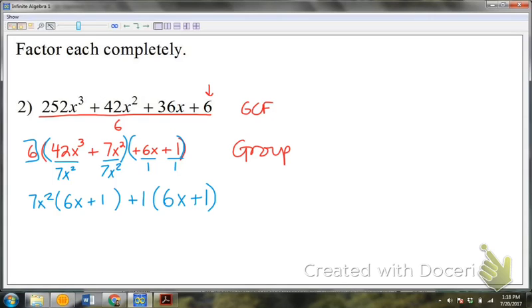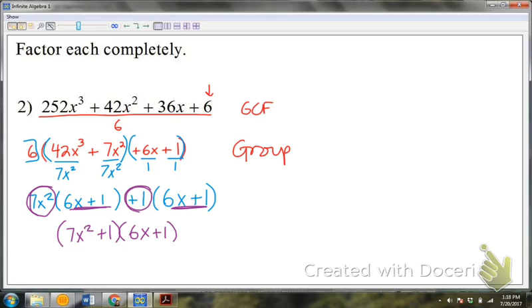Do you guys remember the process now? Yep. So now you take the 7x squared and the 1. Put them together, right? Yeah. And then you put the 6x plus 1. Do you need that 6x plus 1 twice? No. You're combining the 6x plus 1.